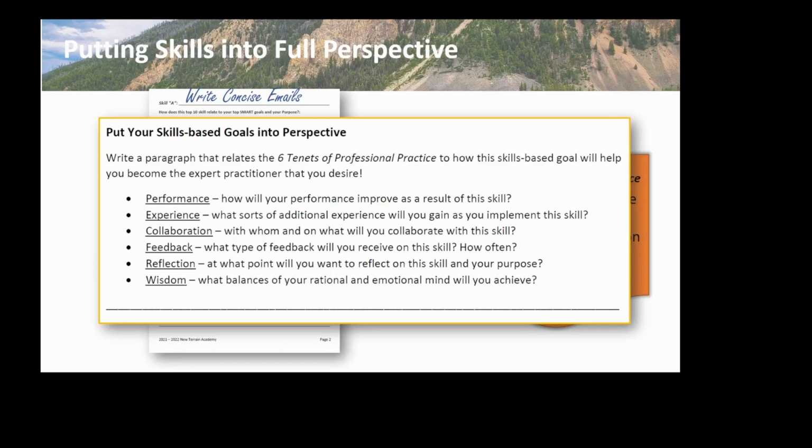Collaboration. Writing emails is definitely a collaborative process because ultimately you typically want a response to an email. So in order to gain that collaboration, in order to gain that response, with whom and on what are you going to collaborate with that skill? Feedback. You're going to need some feedback early on in order to understand whether the person who's received your email has gotten out of it what you need.